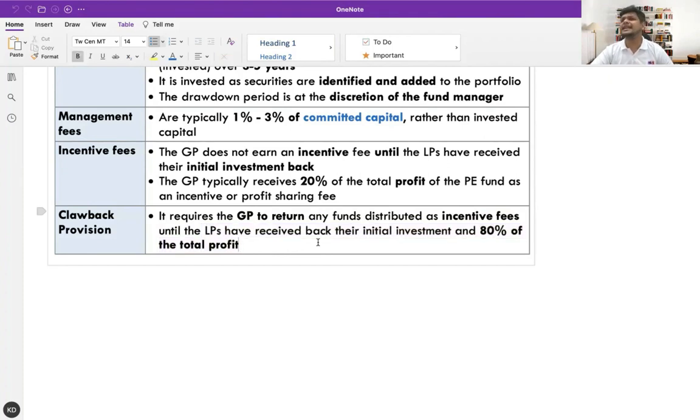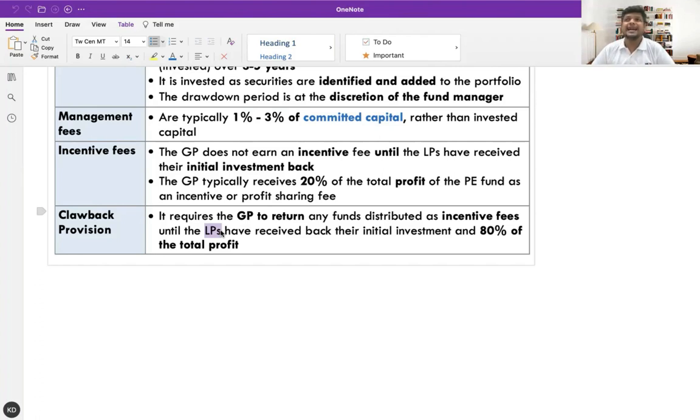So the GP will get incentive only when the LPs have been paid off their initial investments, and whatever the profit is, out of that profit, first distribute 80% to the LP. And the remaining 20% you keep. Clear? Yes. But here is an important thing. Exactly how the clawback provision works, I'll show you when we do the calculation. We will be doing the calculation of the funds, don't worry.